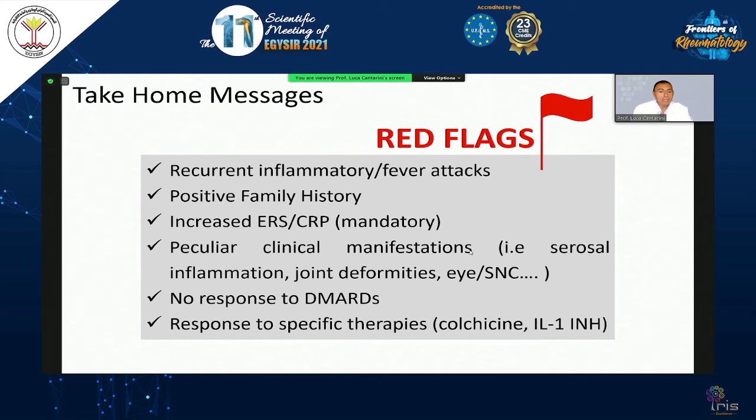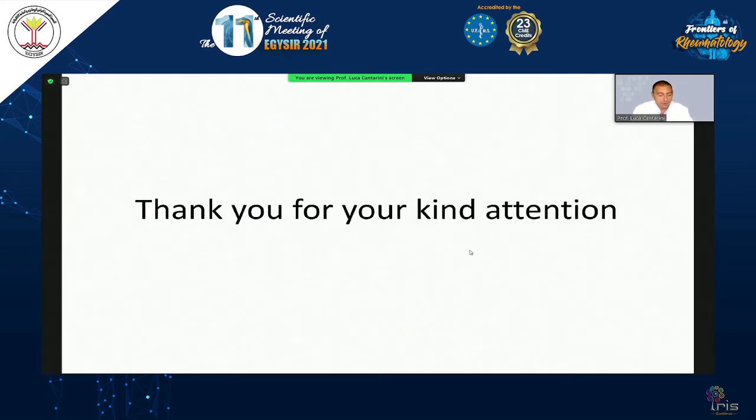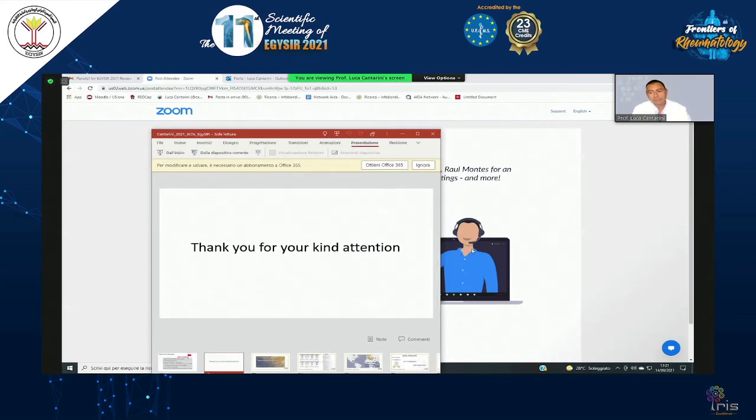These patients usually are not responsive to traditional immunosuppressive agents, and it can be useful for suspecting this kind of disease to observe the response to specific treatment, such as the response to colchicine for suspecting familial Mediterranean fever, and more in general, the good response to interleukin-1 inhibition. I thank you for your kind attention.